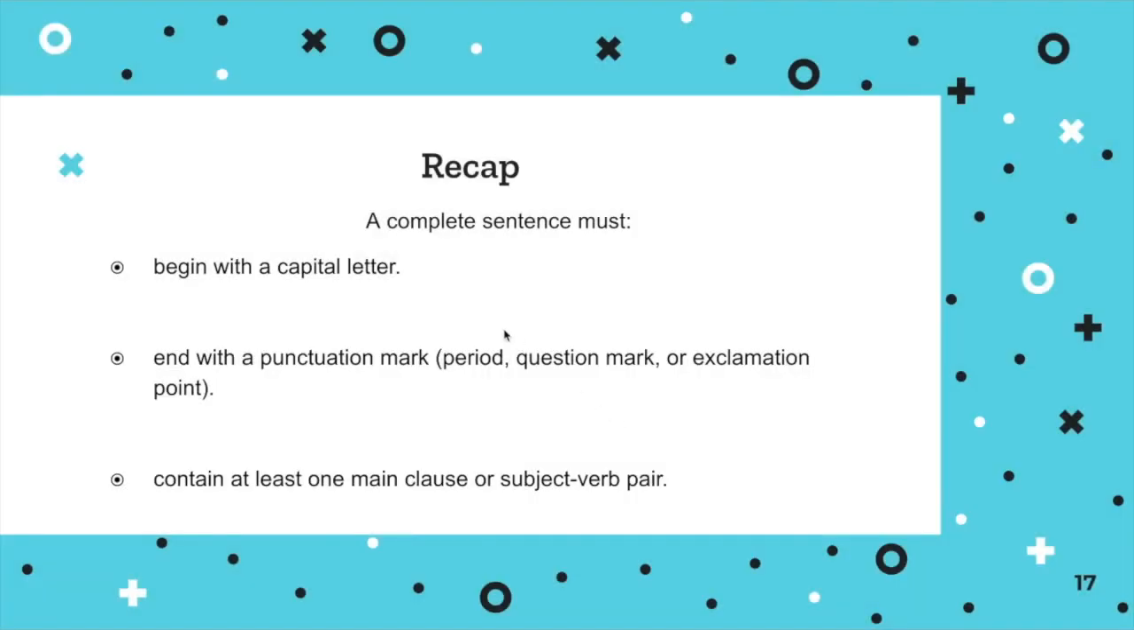So let's do a quick recap. In order for you to make a complete sentence, you must begin with a capital letter. Okay, that's so important. You must end with some type of punctuation mark, a period, a question mark, or even an exclamation point. And lastly, you must contain at least one main clause or subject-verb pair, one subject and one verb.